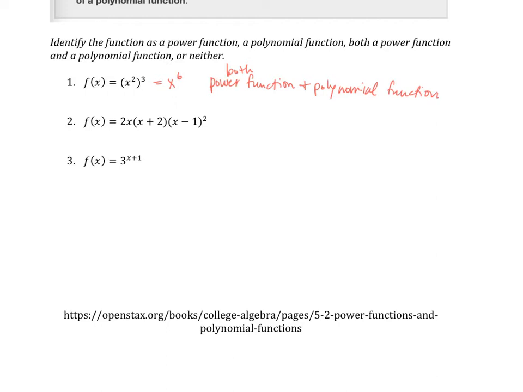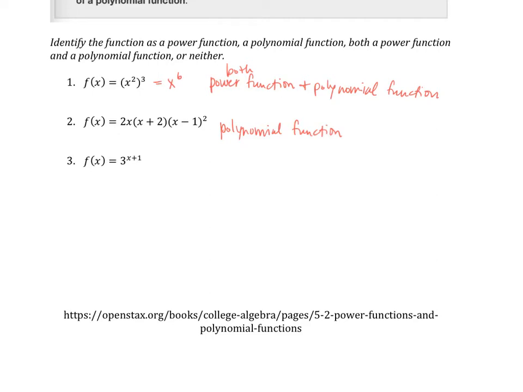If we multiply it all out, it is going to look like a polynomial function. Notice the variables are not in the exponents. We're going to have positive exponents, non-negative for sure. So this is going to be a polynomial function.